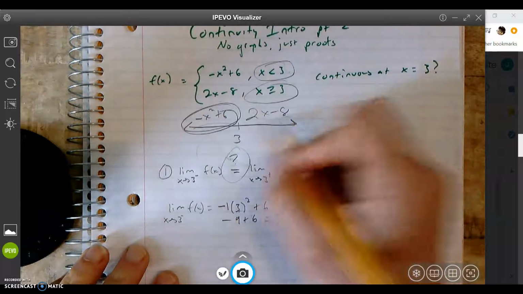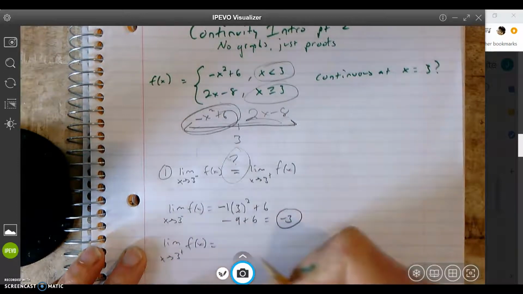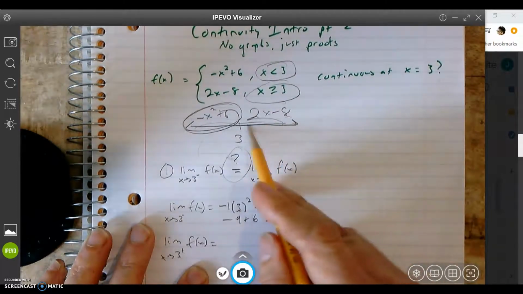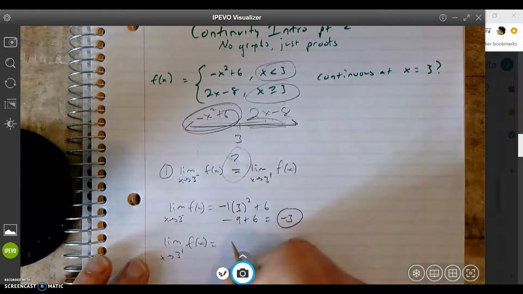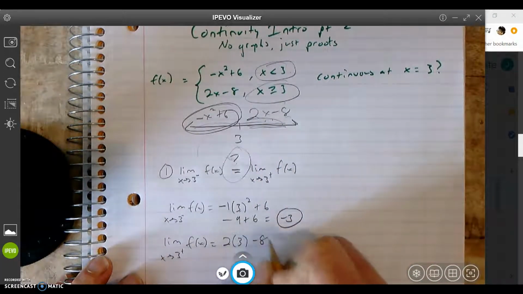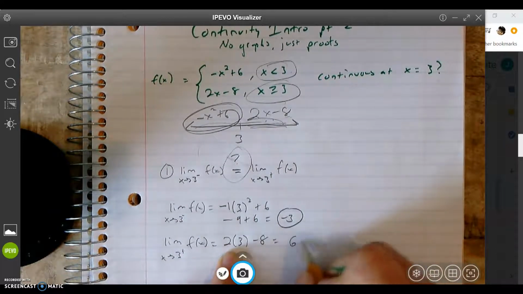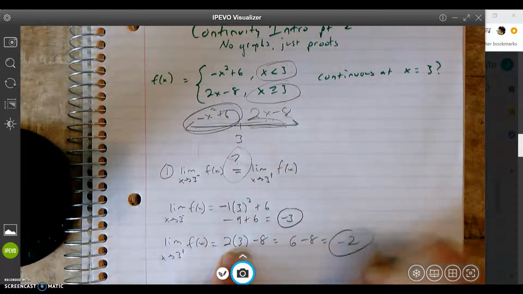So how about from the right? So the limit as x approaches 3 from the right of f of x. So that's going to be from the right. I'm approaching 3 from the right. So I'm going to go on here. So that's 2 times 3 minus 8. So that's going to be 2 times 3, which is 6, minus 8, which is negative 2.